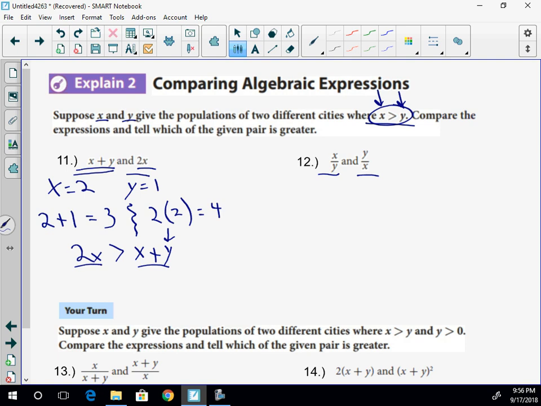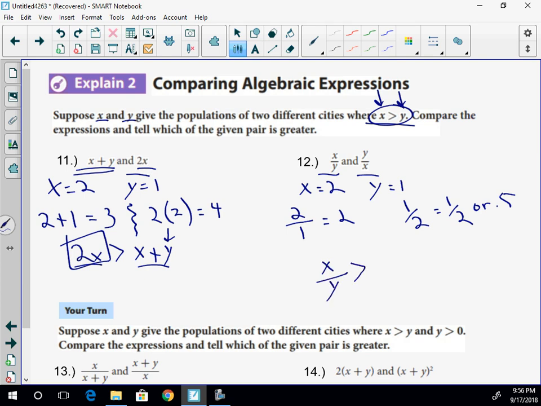Okay? So always, this situation will be true. If we do the same thing here, if x is equal to 2 and y is equal to 1, then if we follow what we have here and substitute, I have 2 over 1, which is obviously 2. And then I have 1 over 2, which is 1/2 or 0.5. So which one is greater? Obviously, x over y is greater than y over x. And you can do that with any example.